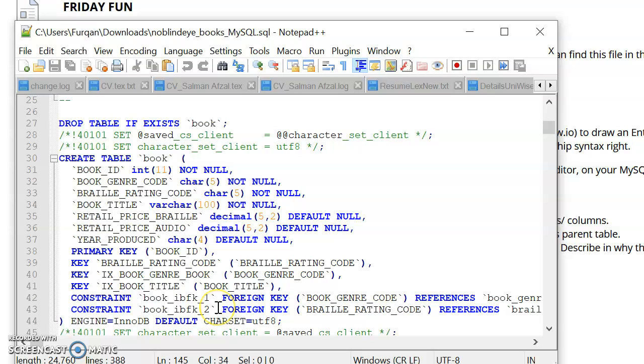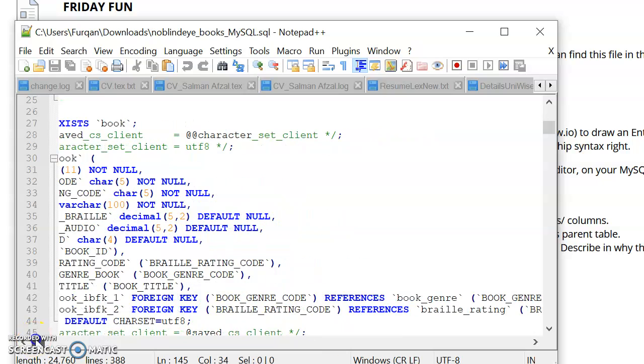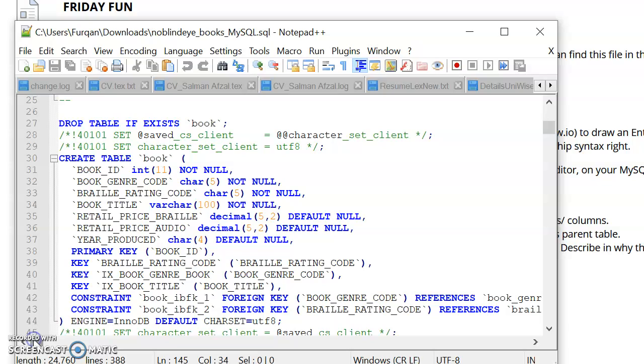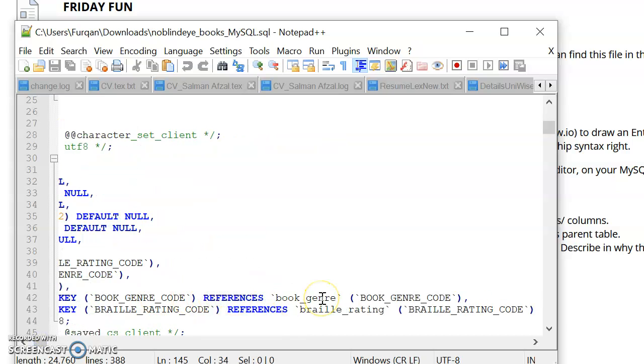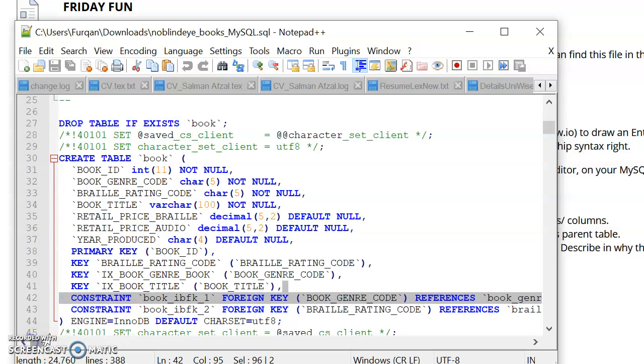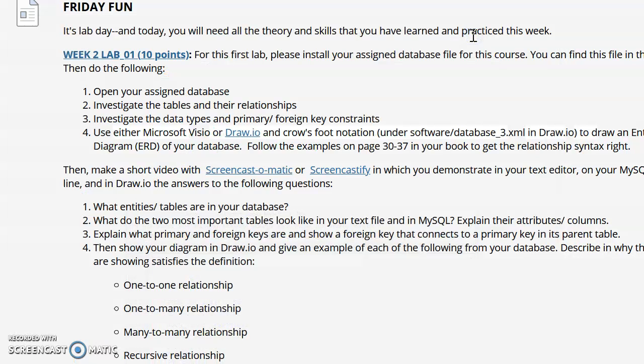Then comes what are foreign keys. Foreign keys are basically primary keys but in another table, not in that same particular table. Foreign keys are always referencing some primary table and always carry the same row values as in the primary key. In this book table, we have a foreign key by the name of book genre code that comes from the book genre table, where its name is also book genre code. So here are the details regarding primary keys and foreign keys.